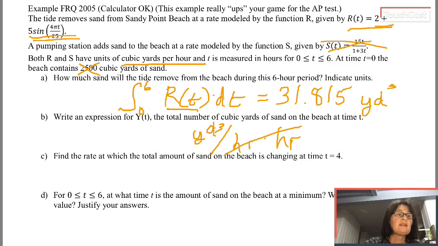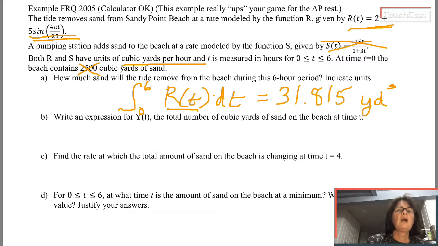Letter B, sometimes they don't ask you to write this equation, but I'm going to recommend that you practice writing this equation because, even if they don't ask for it in other problems, it's going to be your key to answering here. So, an expression for y of t. Well, here's the thing.